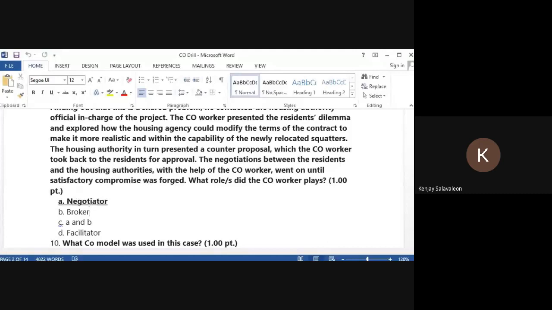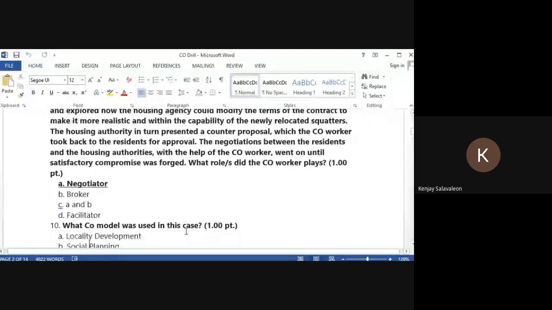Negotiator, on the other hand, nakikita natin that inuna na nag-consult muna si CO worker doon sa community and he presented the position. And later on, ito yung version naman ni housing authority, binalik naman doon sa community. And they both have compromise. Yun yung pinagkaiba ng negotiator tsaka broker. Iba din naman yung facilitator. Walang siguro in the detail doon sa mismong consultation nagkaroon ng facilitation. But what we are looking at is the specific role in the total process of securing those, tawag nito, agreement. So it was negotiator.